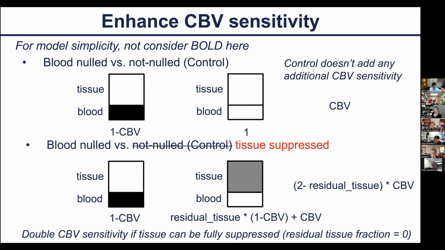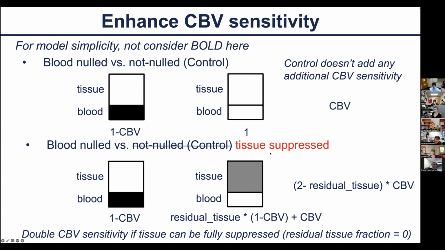So the idea here is, instead of interleaving acquisitions of blood-nulled and non-nulled control, we replace the control with a tissue suppression. In the blood-nulled condition, if we null blood, the voxel signal becomes 1 minus CBV.